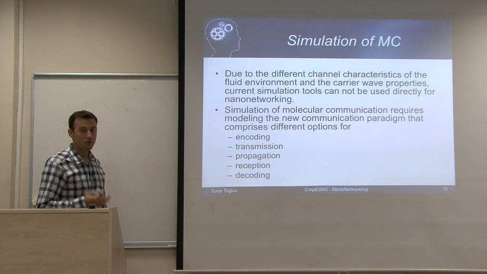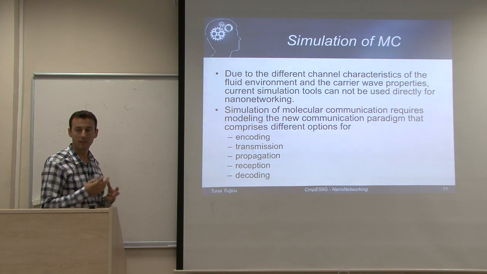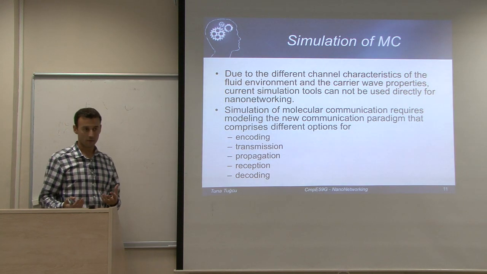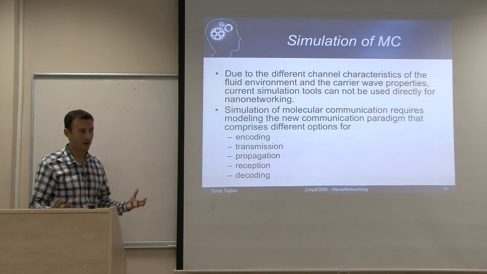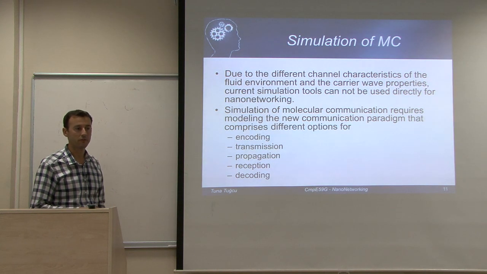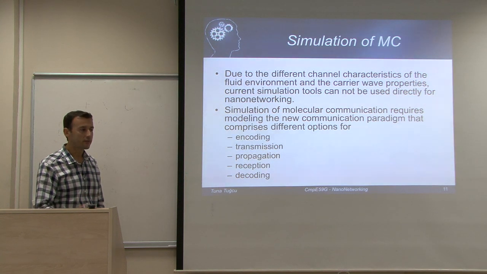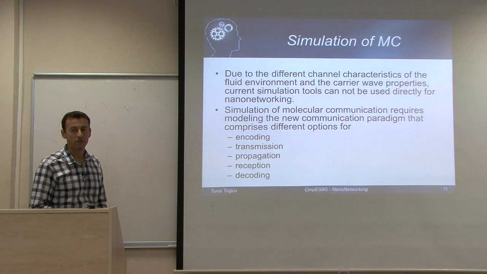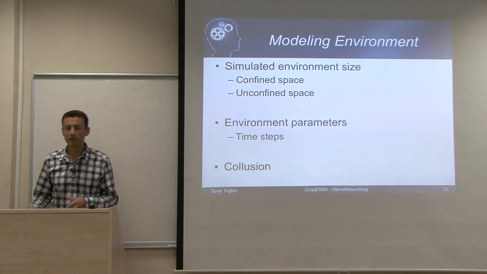First there will be encoding or modulation. You have information, and you need to transform this information into signals. When you have the signals, you will need to simulate the transmission process. In molecular communication, this means the release of the molecules into the environment. Then you need to simulate the propagation of these molecules in the environment. Afterwards, there will be the reception process, which you will also need to simulate. And when the signal is received by the receiver nanomachine, you will need to perform the decoding to access the information. So we need to consider all the different steps of this communication process.